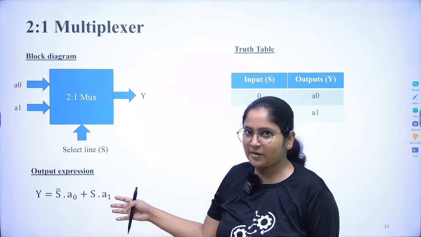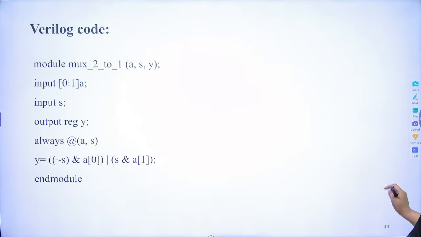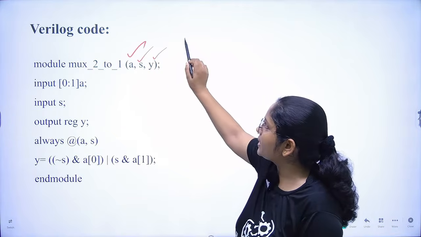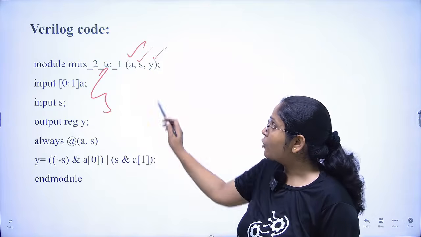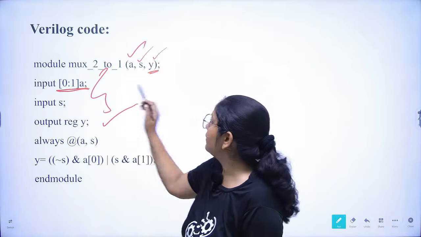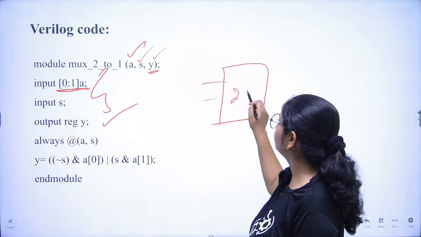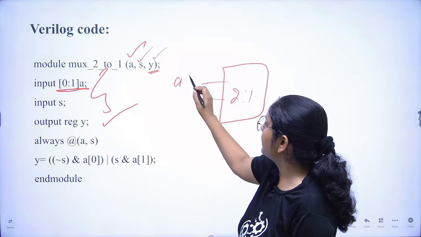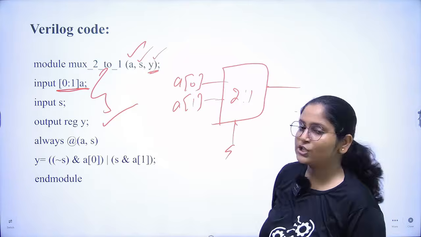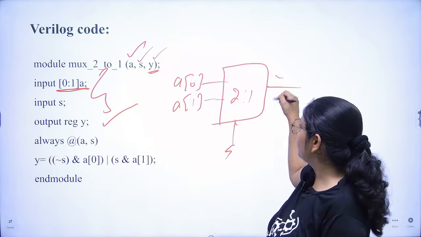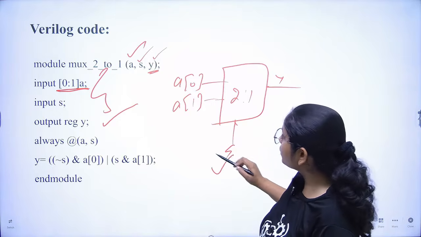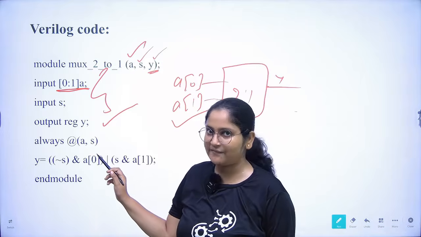We are all familiar with the expression, right? Come on, let's see the code. Yes, we have inputs A and S, and output Y declared. Since the output is Y, we declare it as reg type. We had 2 cross 1, so we give A0 and then A1. According to this selection line S, we produce some result in Y. See here, always at the rate, this is also input, this is also input. So A comma S I have given.